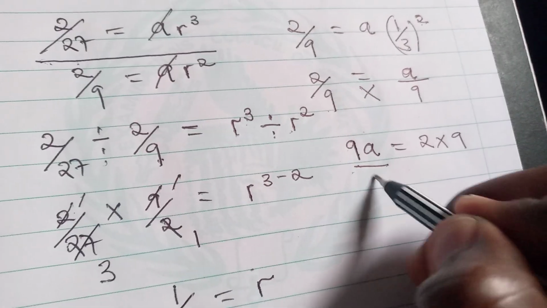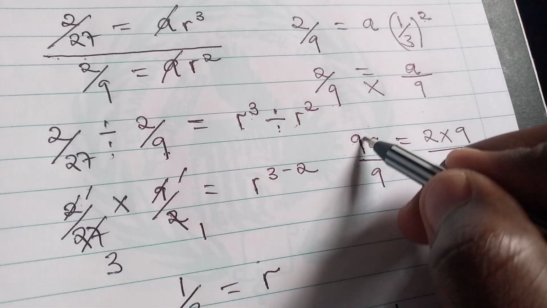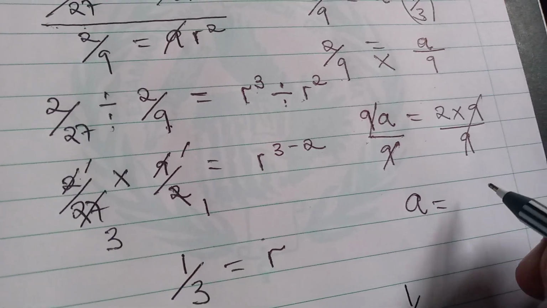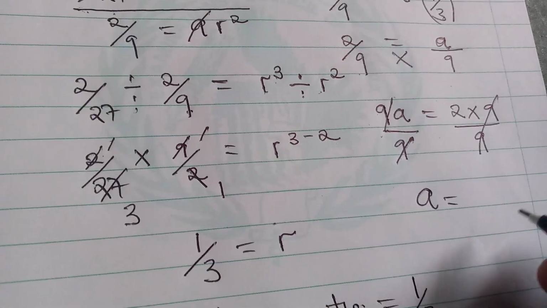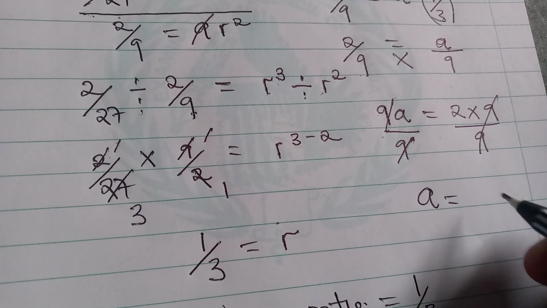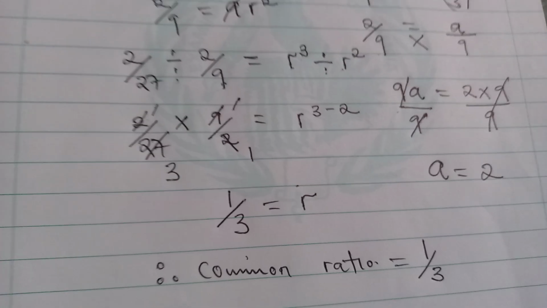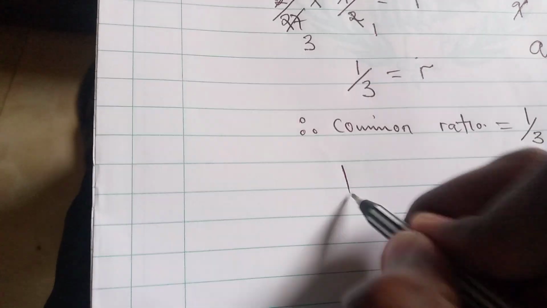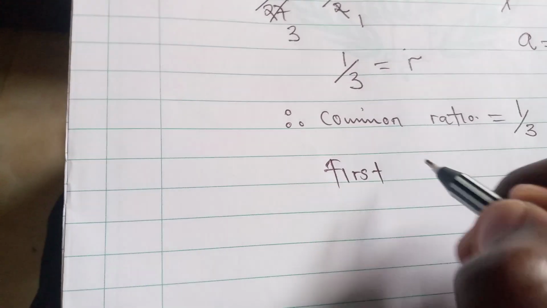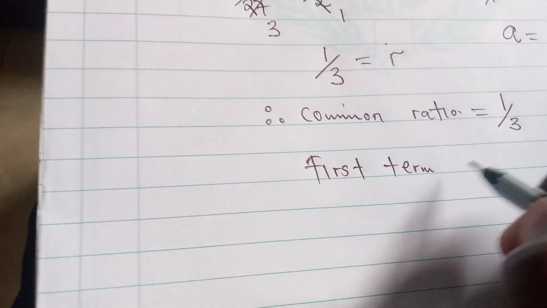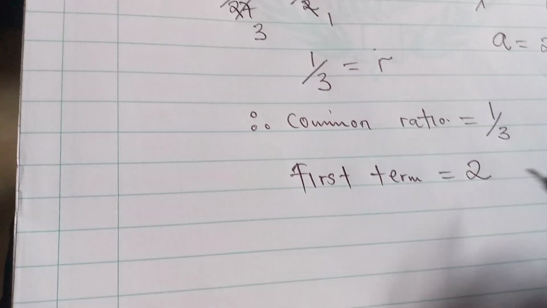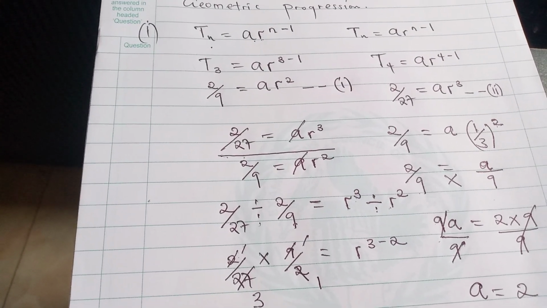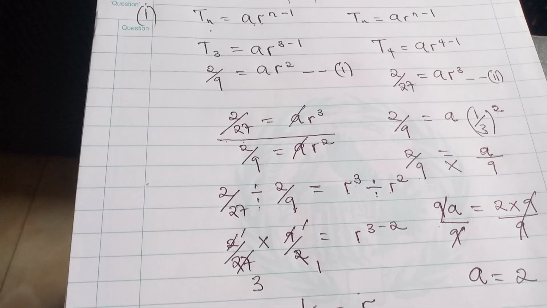So you divide both sides by 9. When you cancel there, you're going to remain with a. So the value of the first term for this GP is 2. Those are the possible solutions, so therefore the first term is equal to 2. So we proceed to the next one.